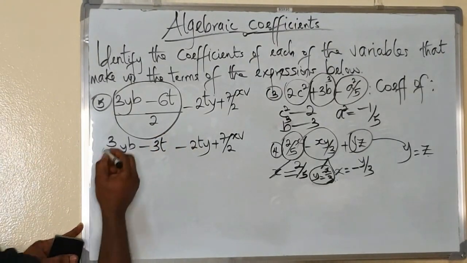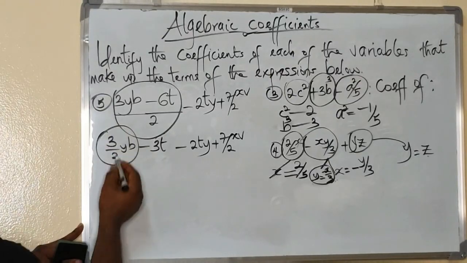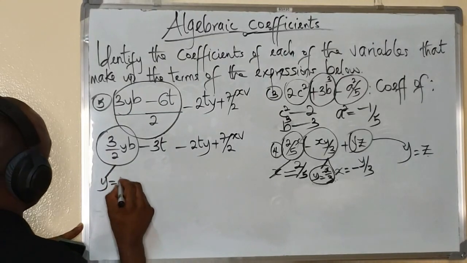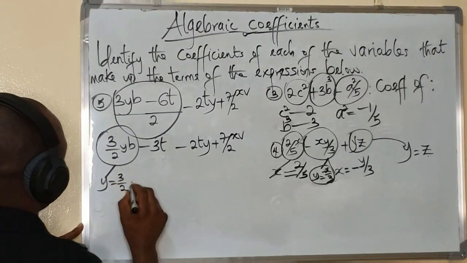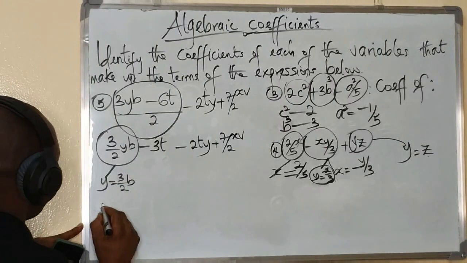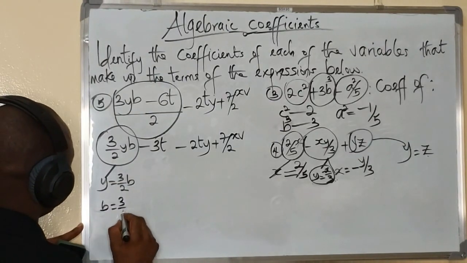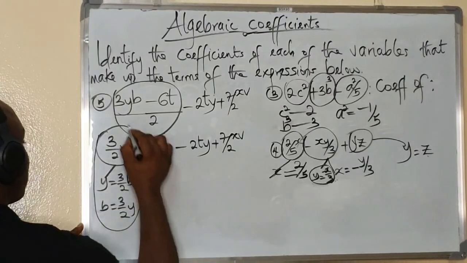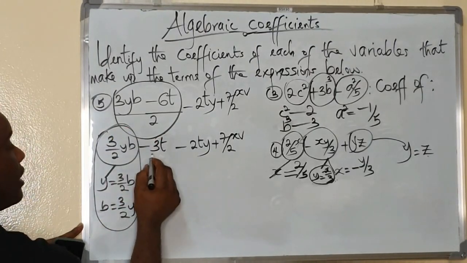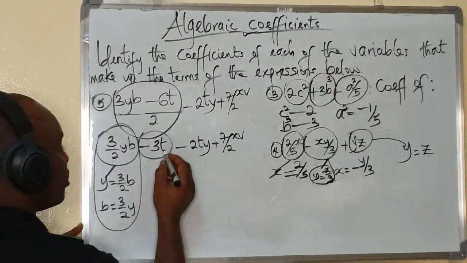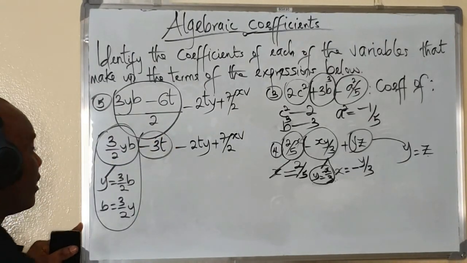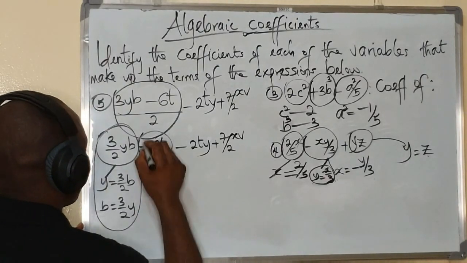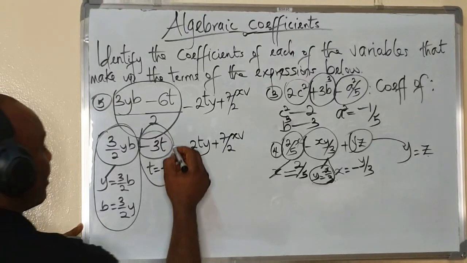Now let's find it out. Looking at the first term, which has 3 upon 2 yb, the coefficient of y is 3 upon 2 b. The coefficient of b will be 3 upon 2 of y. This is done, solved. Now for the next term, which is negative 3t, we just need to look for the coefficient of t. And the coefficient of t here is negative 3. This is also solved.